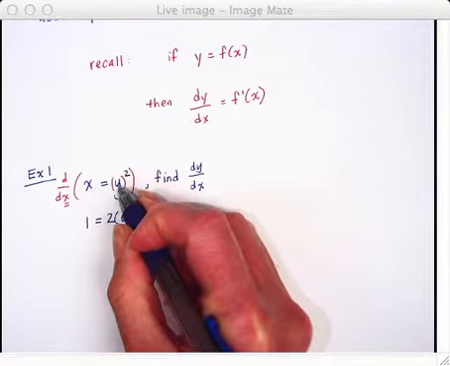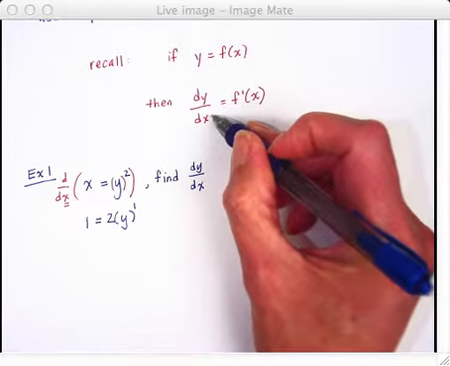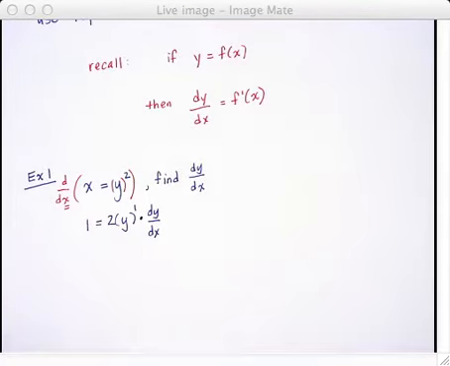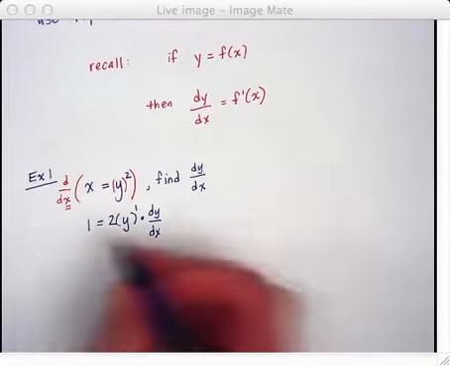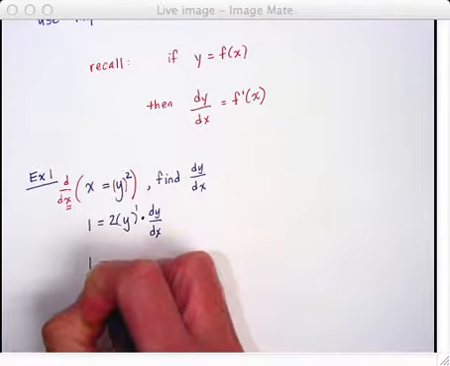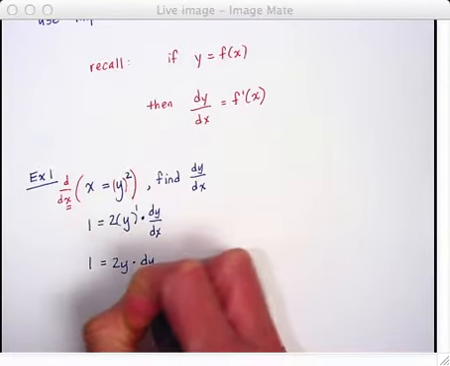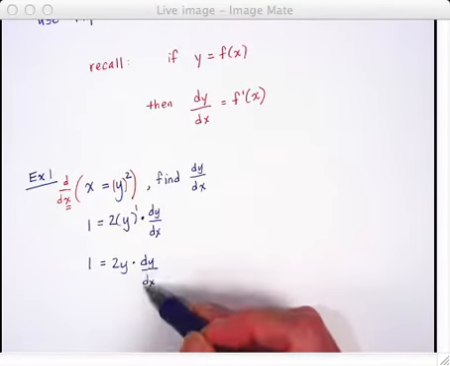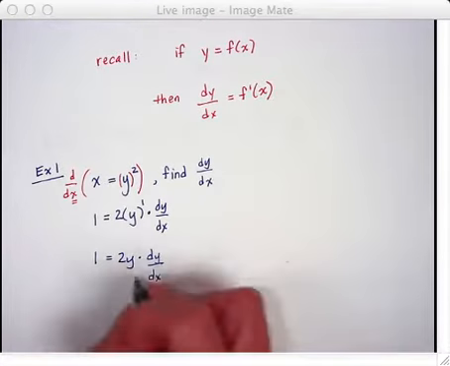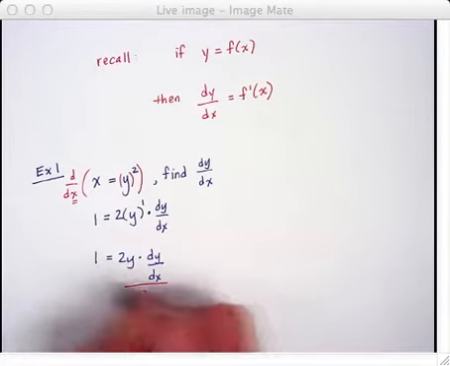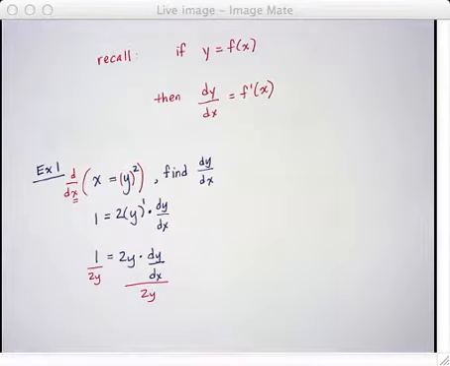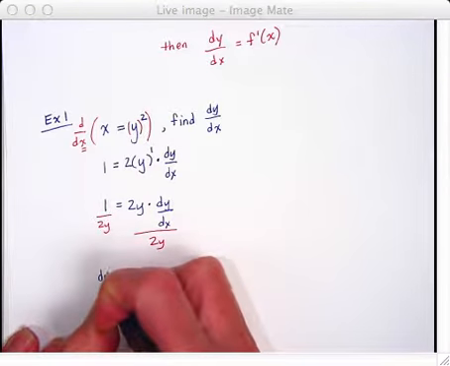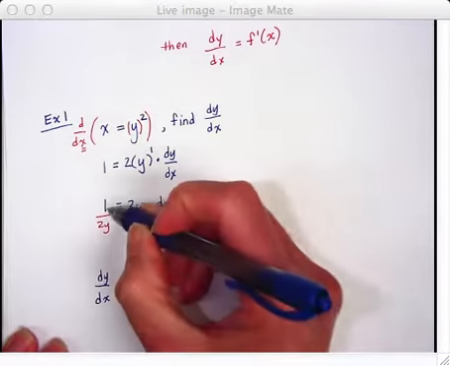Now the derivative of y is dy/dx, and I have to multiply times the derivative of y, which is dy/dx. So now if I just rewrite this so it doesn't look so crazy, I'm going to put 1 equals 2y times dy/dx. But my goal is to find dy/dx, so I have to get dy/dx by itself here. So I'm going to then divide both sides by 2y, and my final answer is dy/dx equals 1 divided by 2y.